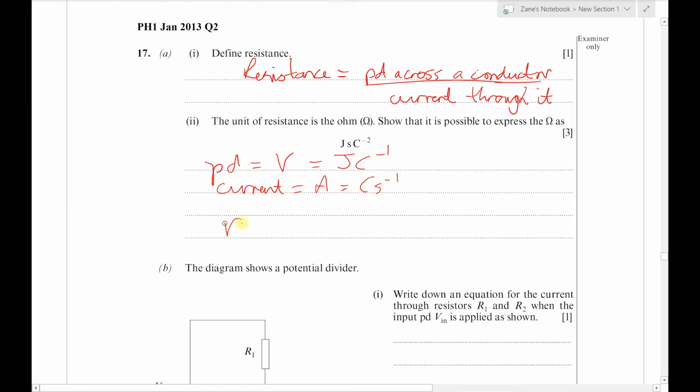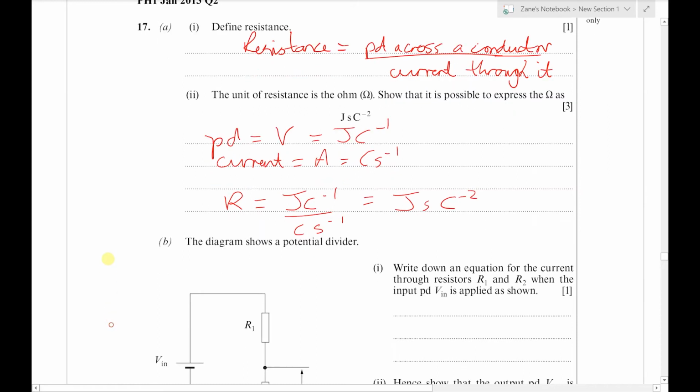So if we put the two of them together, the unit for resistance will be the joule per coulomb divided by the coulomb per second. Looking at those, we can see that there's a J, there's also a seconds to the -1 on the bottom, which is the same as a second on the top of the equation, and C to the -1 divided by C is C to the -2, exactly as requested.